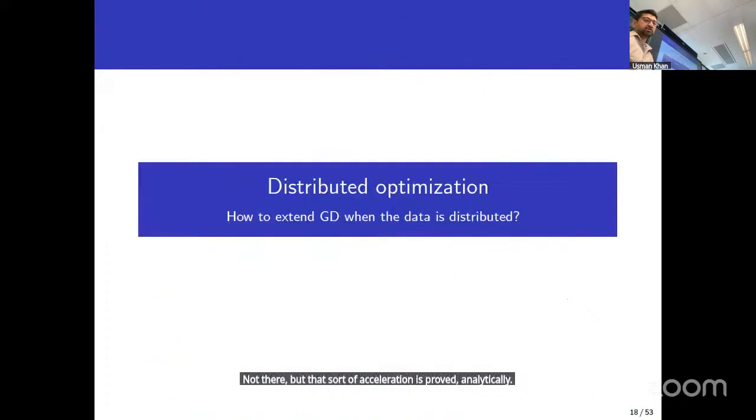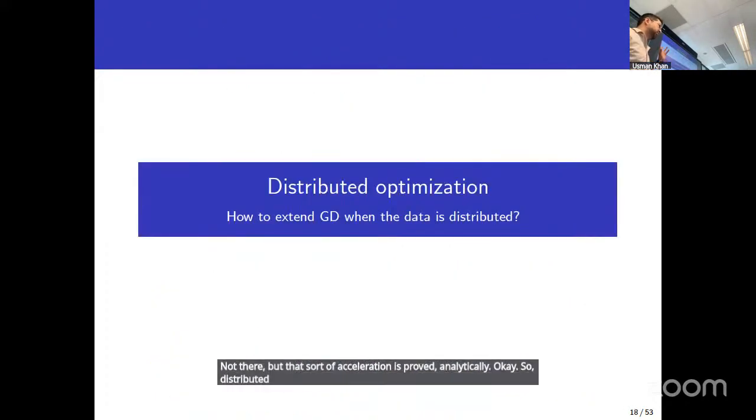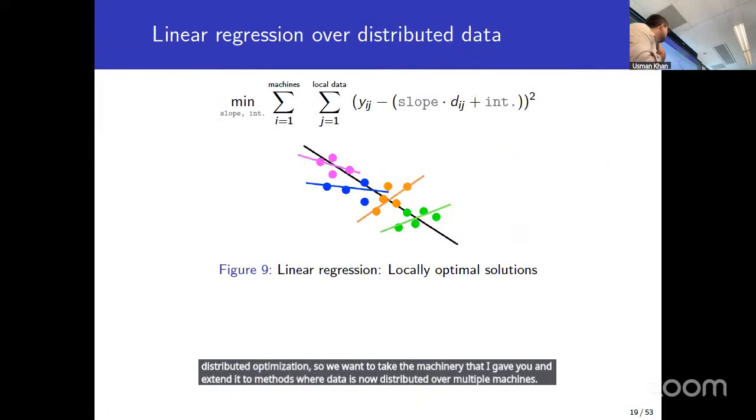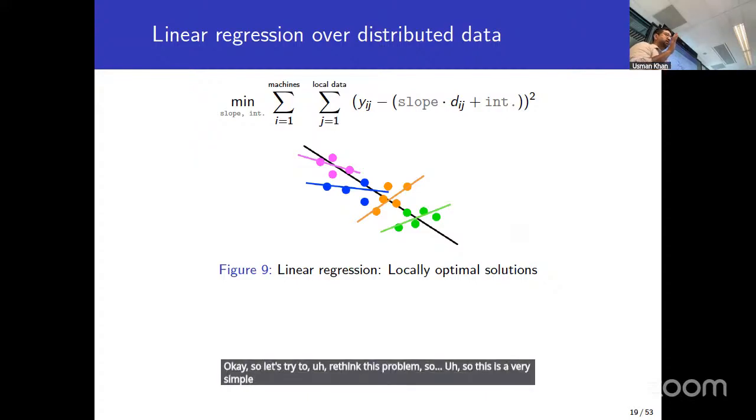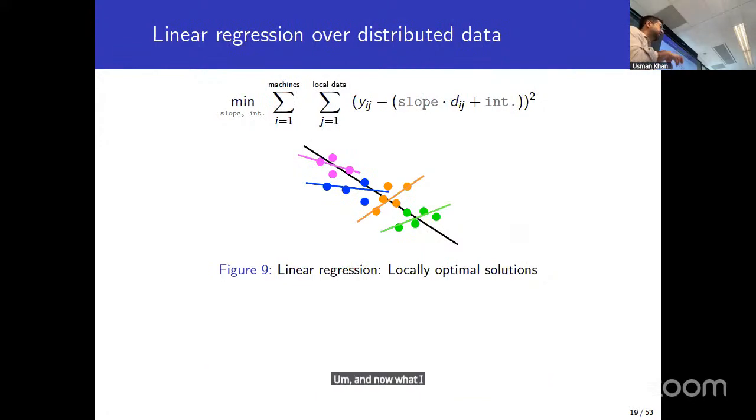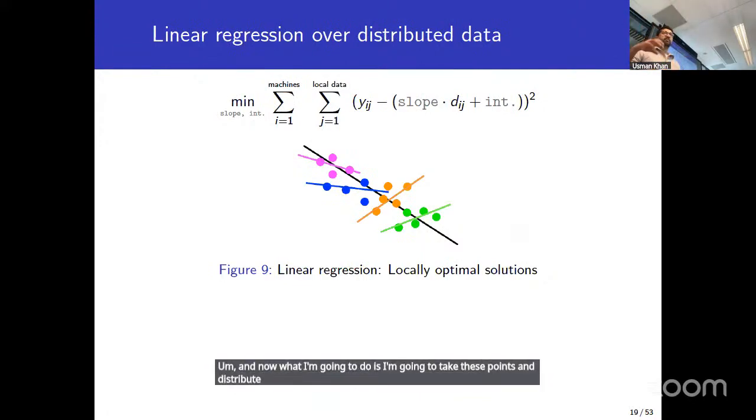Okay. So distributed optimization. We want to take the machinery that I gave you and extend it to methods where data is now distributed over multiple machines. So let's try to rethink this problem. This is a very simple setup, linear regression. I have a bunch of points in R2. I want to fit a straight line through them. And now what I'm going to do is take these points and distribute them among multiple machines.